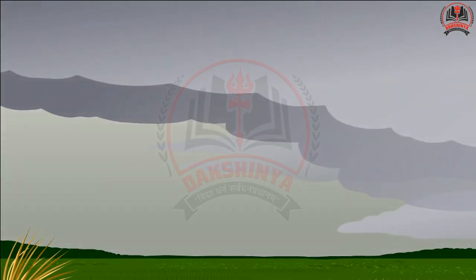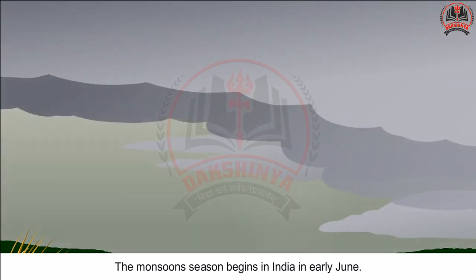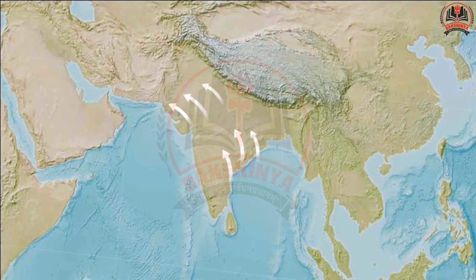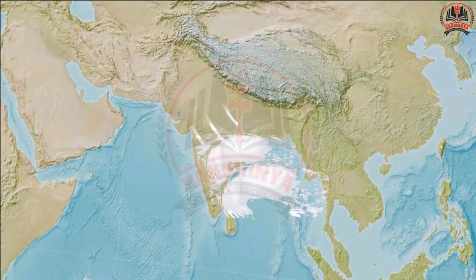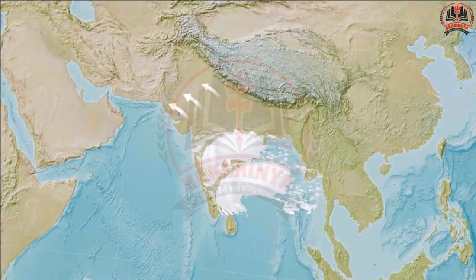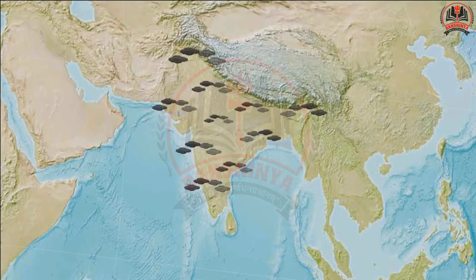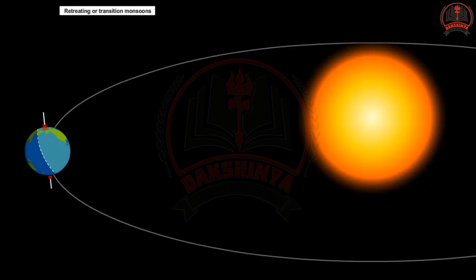Advancing monsoons or the rainy season. The monsoon season begins in India in early June. Intense low-pressure conditions on the northern plains in June attract southeast trade winds which blow in a southwesterly direction and enter the Indian peninsula as southwest monsoon. Almost the entire country receives rainfall from the southwest monsoons.